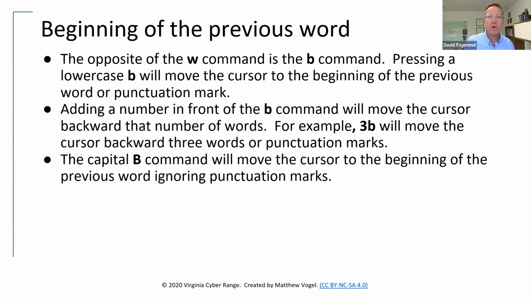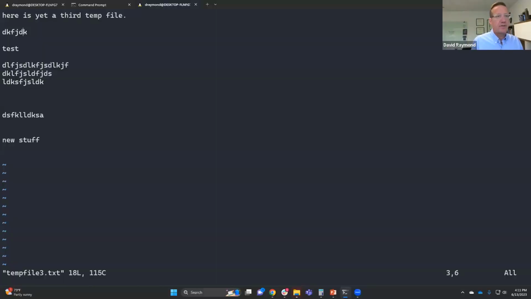So if I want to move back a word, I hit B. And again, if I want to move back multiple words, then I can hit 3B and move back multiple words. This is not a very interesting file to do this with, but if I'm at the very beginning of this line and I hit W, you see I move a whole word at a time. And if I hit B, I'm going to move backwards.